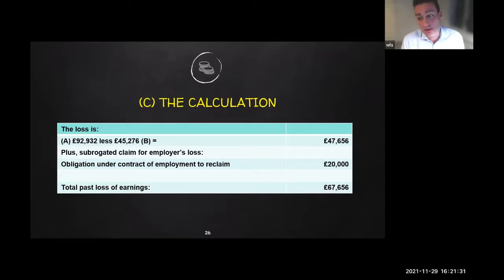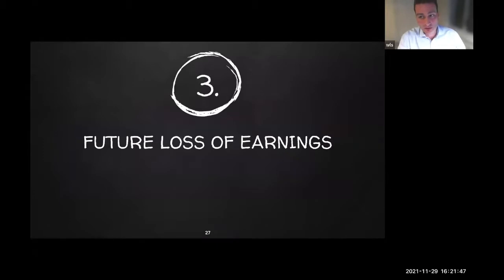So even if it's not in the contract of employment, if the claimant says, well, I really want to give it back to the employer, they've been really good to me and I feel like I owe them, then it may well be something that you can still put in the schedule. So let's look at future loss of earnings now.